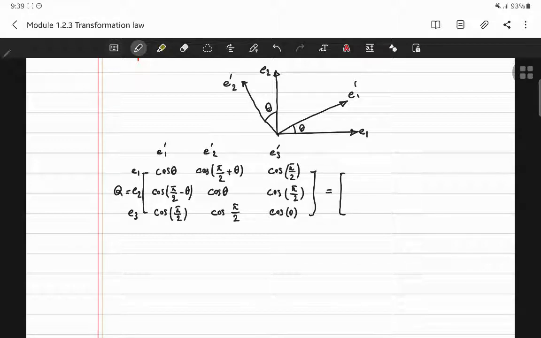So this reduces to cosine theta here. Cosine of half pi plus theta changes to sine, and since we are in the second region, sine is positive but cosine is negative, so this becomes minus sine theta. Cosine half pi is zero, and for cosine of half pi minus theta, since we are in the first region, it changes to sine, and cosine is positive, so this becomes sine theta. Then cosine theta, and these are zero, and cosine of zero is one. So this gives the same result we had previously.